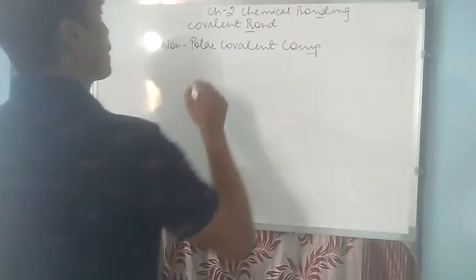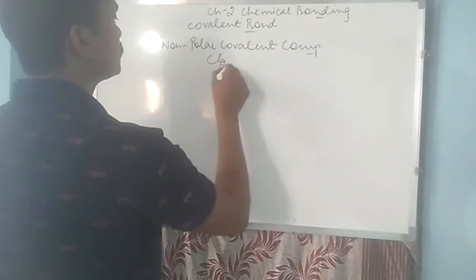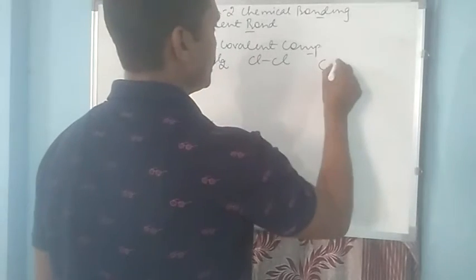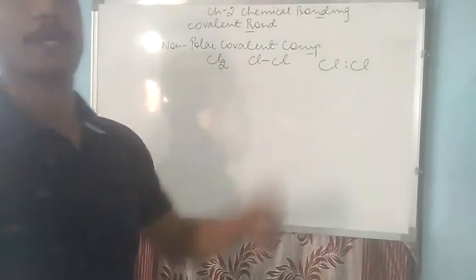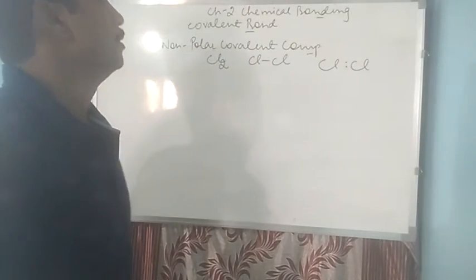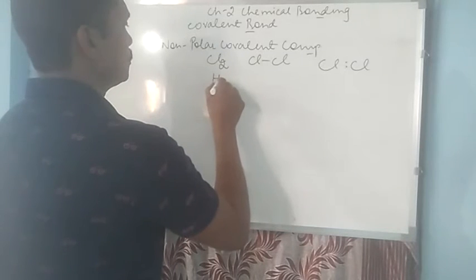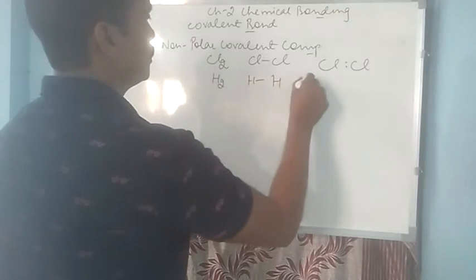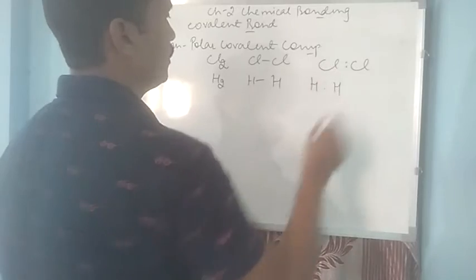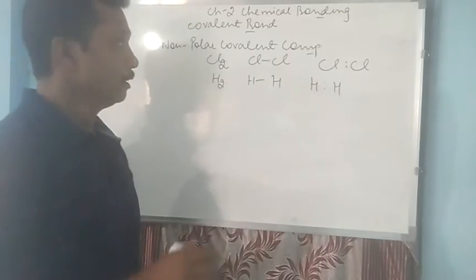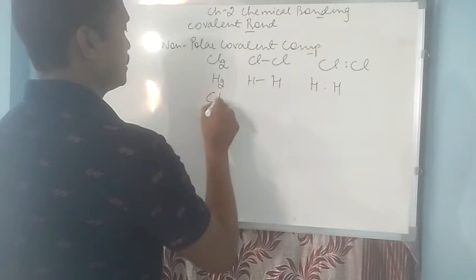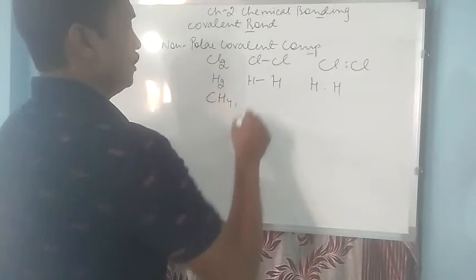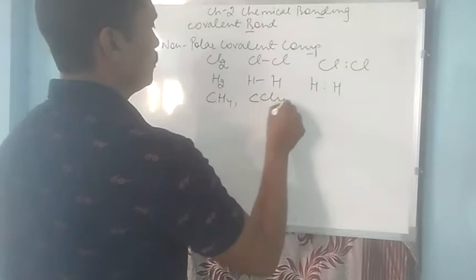Example, Cl2, which looks like this, is the shared pair of electron which will be lying between two chlorine atoms. Then we can have H2. Again, the shared pair of electron will be lying in between. There are other examples also that can be non-polar compounds like CH4, then CCl4, etc.